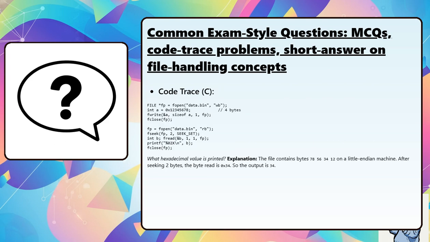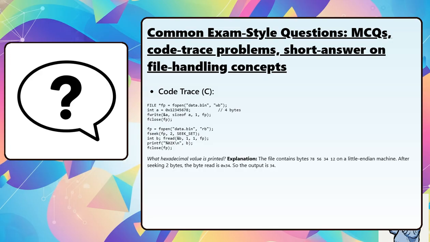Code trace in C. FILE pointer fp equals fopen("data.bin", "wb"); int a equals 0x12345678; // 4 bytes. fwrite(&a, sizeof(a), 1, fp); fclose(fp). Then fp2 equals fopen("data.bin", "rb"); fseek(fp2, 2, SEEK_SET); int b; fread(&b, 1, 1, fp2); printf("%02x\n", b); fclose(fp2). Question: what hexadecimal value is printed?